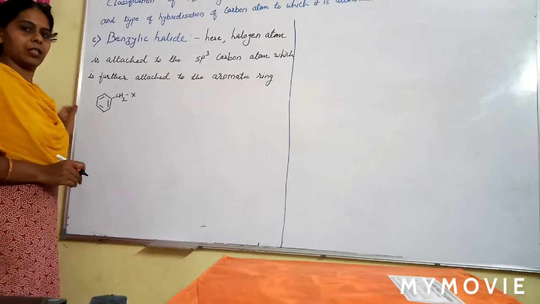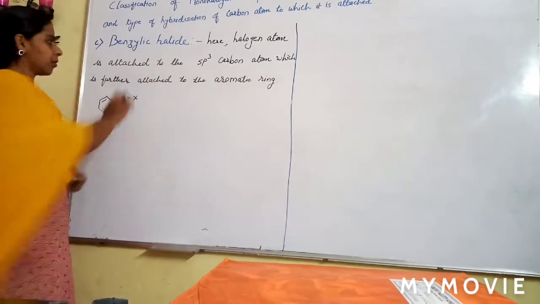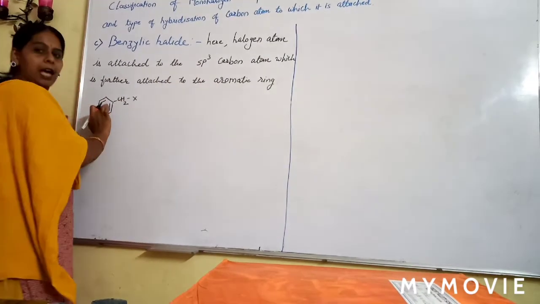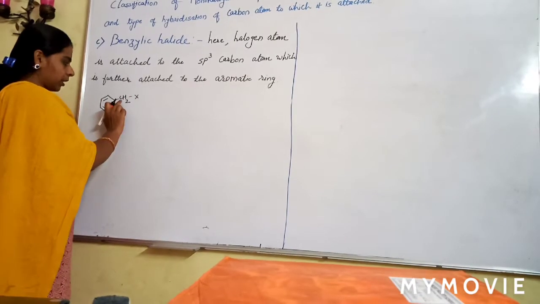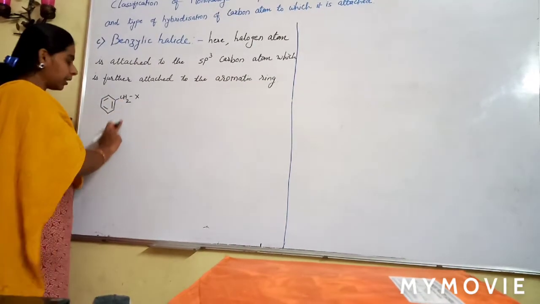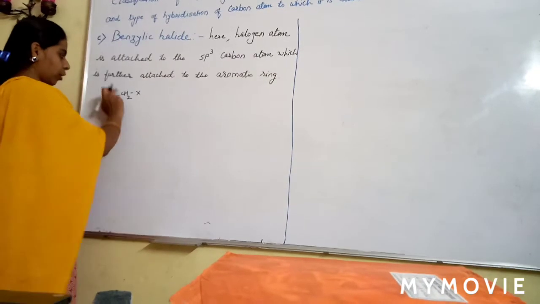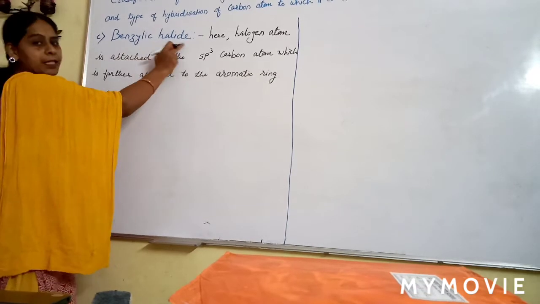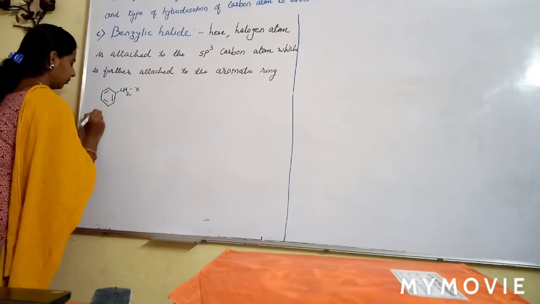Now the third classification is benzylic halide. Here the halogen atom is attached to an sp3 carbon atom, which is also attached to the aromatic ring. You can see from the structures here the halogen atom is attached to the sp3 carbon atom. This is our sp3 hybridized carbon atom, which is also attached to the aromatic ring, and hence that compound belongs to the category of benzylic halide.